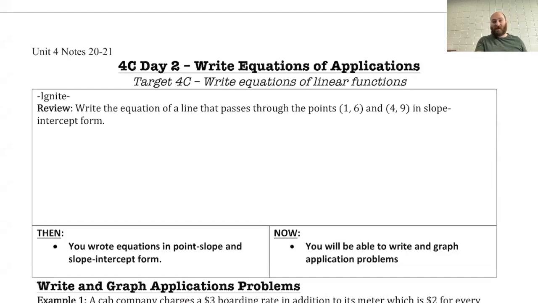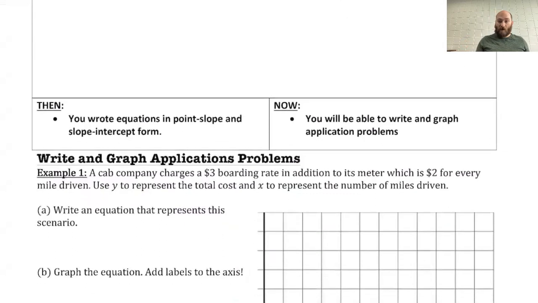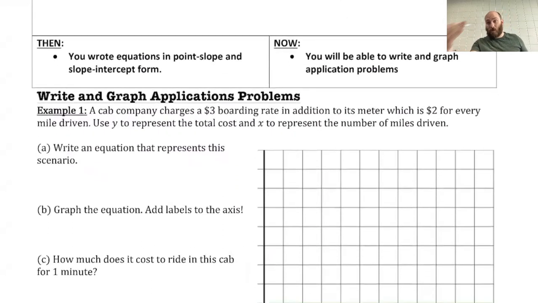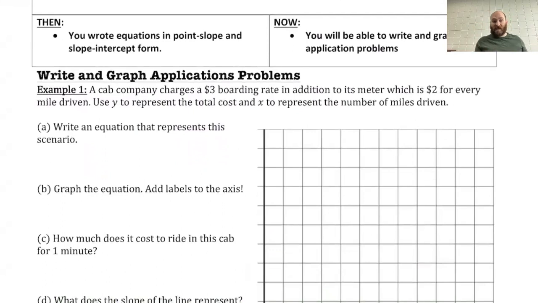Today we're covering the last lesson of Unit 4, 4C Day 2. We're writing equations of applications, okay? So one more time, we're going to go through some application stuff and tie it all back to what we talked about before. Again, analyzing that rate of change with context. What's an initial value, things like that.